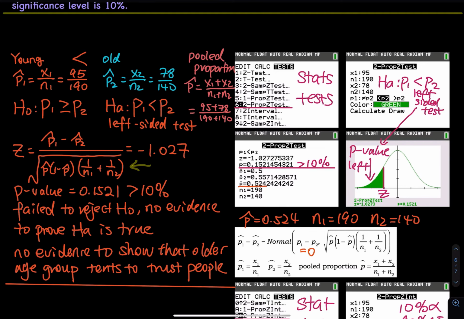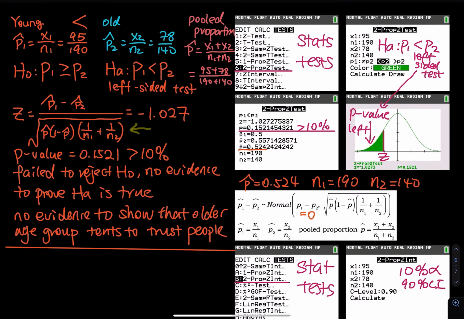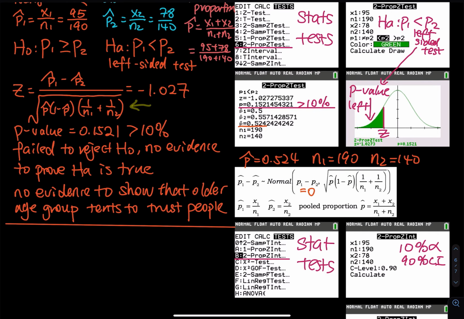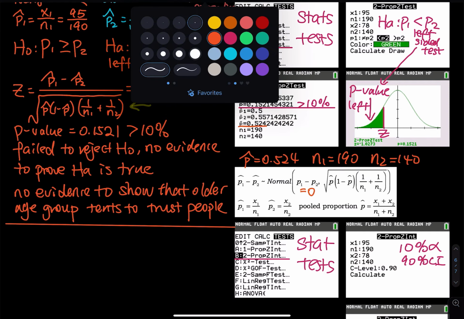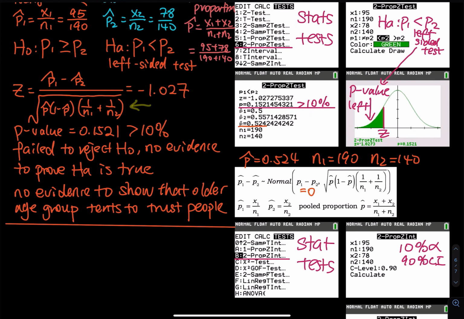Okay, so this is the end of the hypothesis test. Let's move on to the confidence interval. So let me switch to a different color in the meantime. So for the confidence interval, we have a 10% alpha, right? So we have a 10% alpha. That means we are conducting a 90% confidence interval.